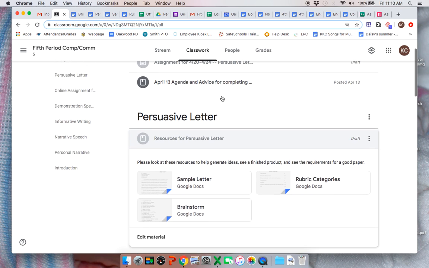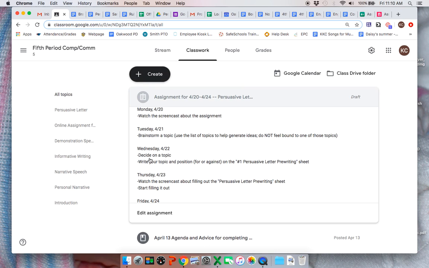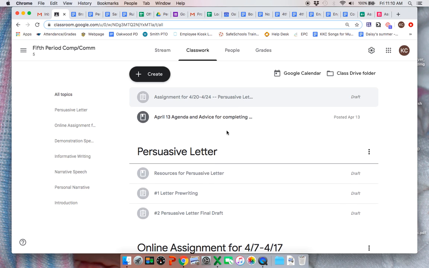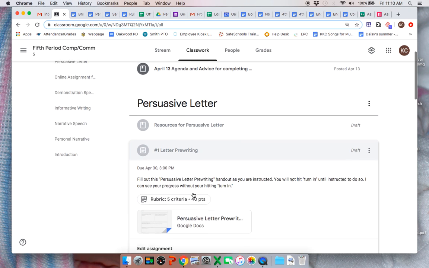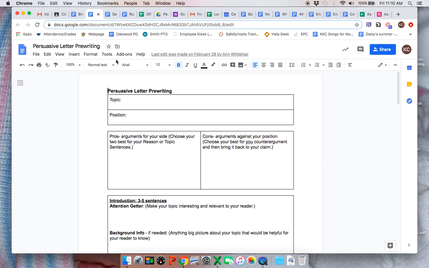The pre-writing is, well, let me close that. That's the resources. It says, write your topic and position for or against on the number one persuasive letter pre-writing sheet. Where's that? If you go down here to number one, letter pre-writing, and you click on persuasive letter pre-writing, you are going to see this.